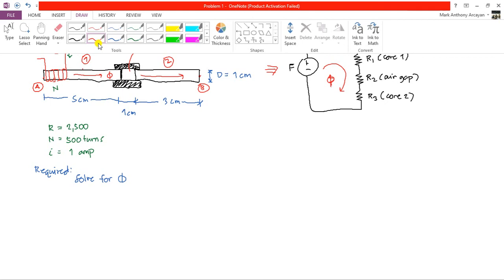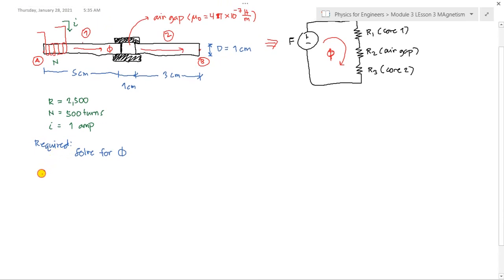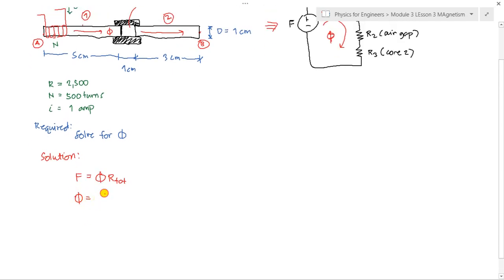Since this is a series circuit, we treat it as the same magnetic flux passing through each material. So therefore we can say that it is similar to voltage, current, and resistor. So that is the total voltage, here the total driving force F is just equal to the total magnetic flux multiplied by the total reluctance, so that is R total. Since we are to find the magnetic flux, phi is equal to F over R total.